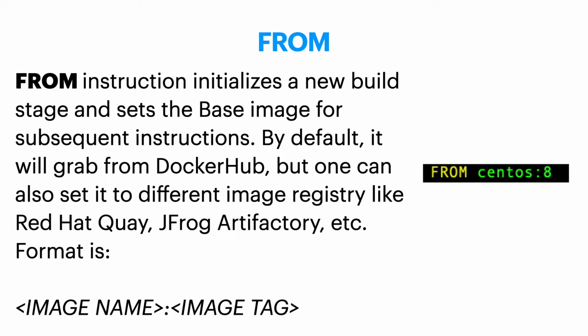By default, it will grab from Docker Hub, but one can also set it to a different image registry like Red Hat Quay, JFrog Artifactory, etc. The format looks like follows: image name, colon, image tag. On the right side, you see an example, centos:8. This is saying that the image you're going to use is CentOS, and the version or the tag is 8.